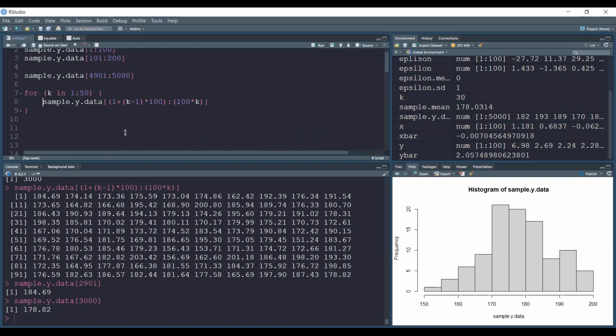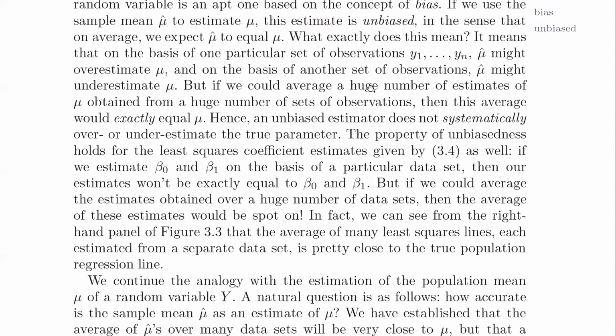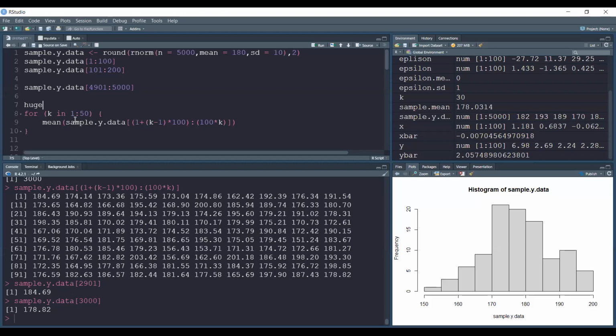But now we're going to calculate the mean of each data set, and we're going to save it somewhere. So I'll call them mu hat. Mu hat is, let's use the book's terminology, estimates of mu. A huge number of estimates of mu. Let's call it that.